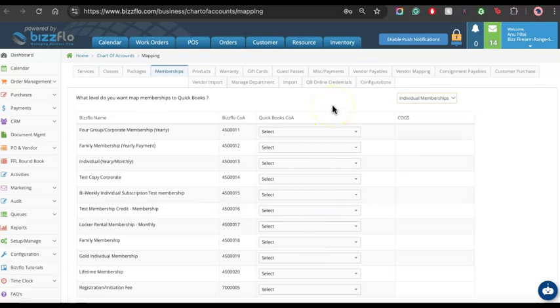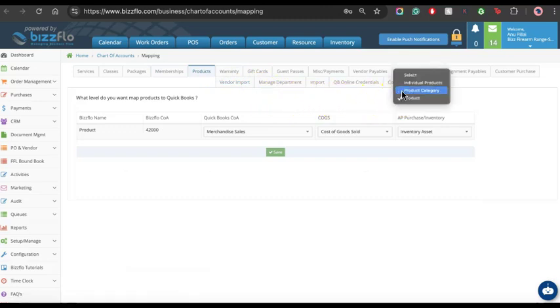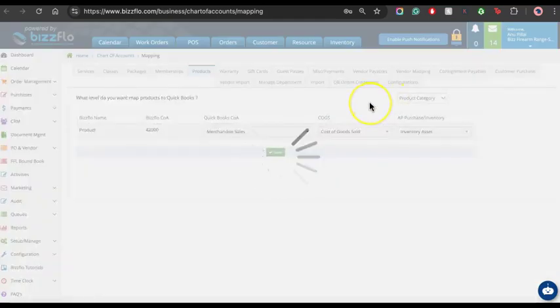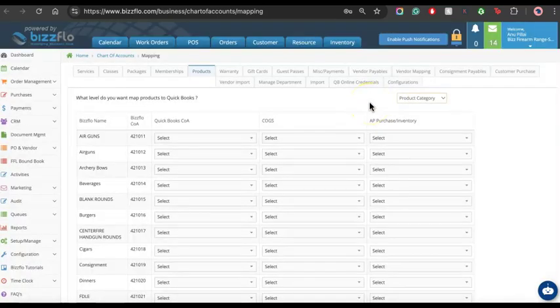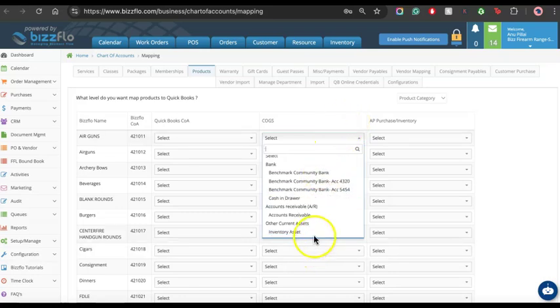Mapping products. Products require additional mapping for inventory tracking. Product categories are recommended to avoid mapping thousands of individual products. Cost of goods sold, COGS, should be balanced against the inventory asset account. For example, airguns can be mapped to COGS, airguns, and inventory.